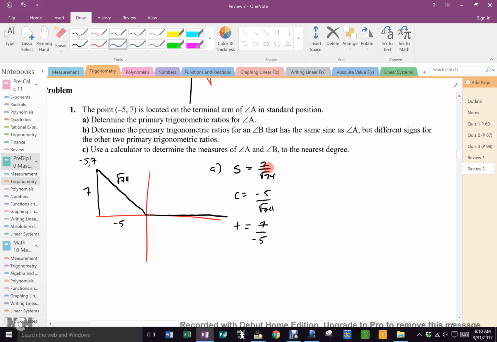1, because 1 is the only other place it's positive, yes? So it must be out here at 5 and 7. So what are the trig ratios? 5 over root 74 and 7 over 5. And use a calculator to determine those angles. You now have 6 ways to do it. Any of those, shift sine, shift cos, shift tan, will find them.